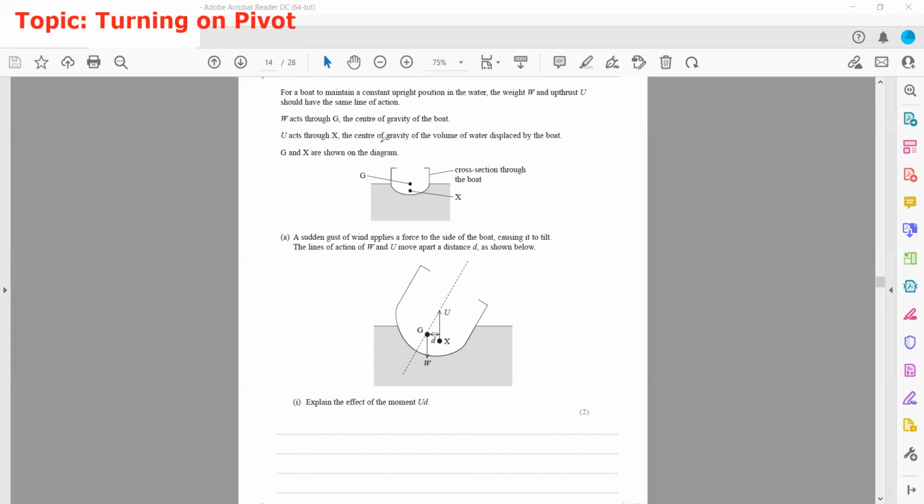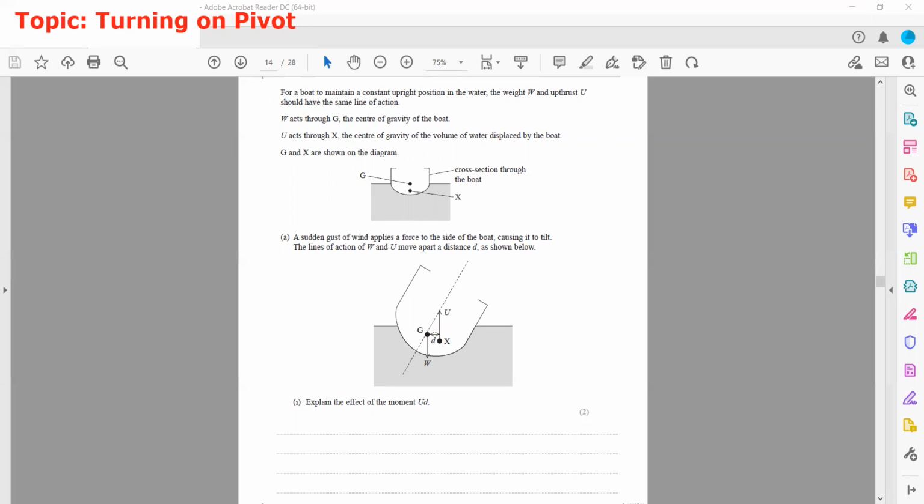G and X are shown in the diagram. So as you can see the position of G and X. A sudden gust of wind applies a force on the side of the boat and causes it to tilt. The lines of action of W and U move apart a distance D, like the distance between them is D. Explain the effect of the moment U D.